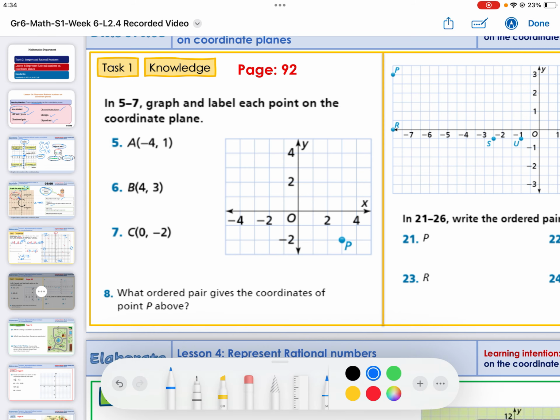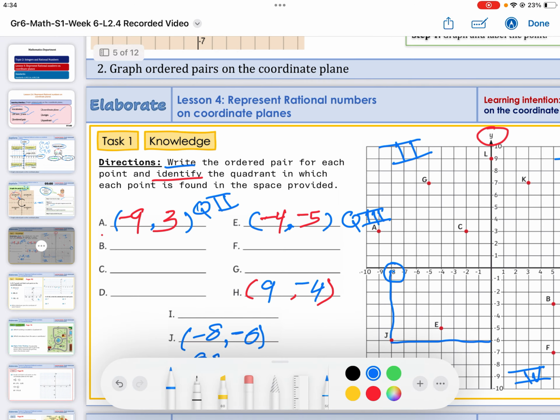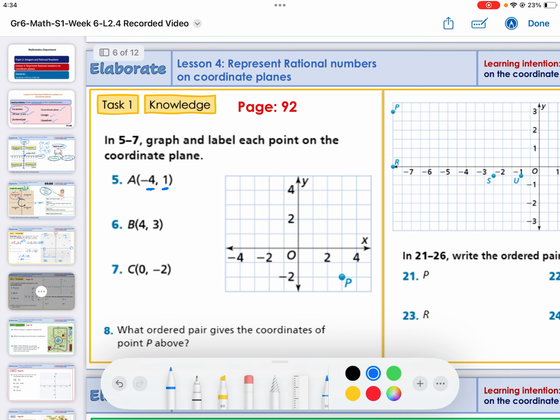Here you're supposed to graph point A. So now we're going to do the opposite. They're asking us to graph the point on the coordinate plane. In the previous question, the points were given to you and they're asking you to write the ordered pair for each one. But in this part, you're supposed to graph it.